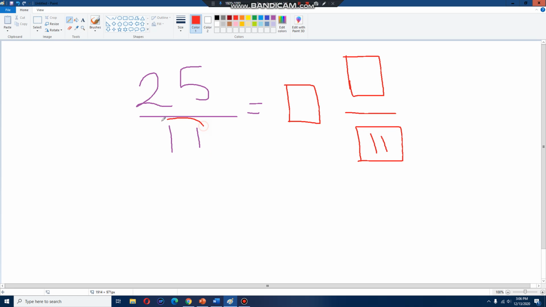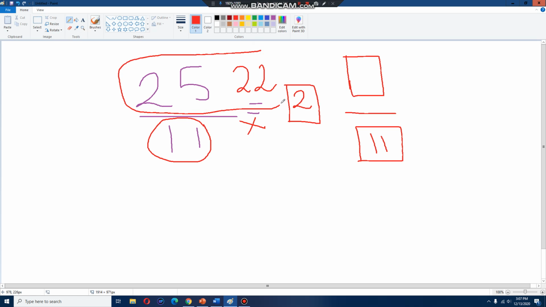Now I know that 11 multiplied by some number in this box is going to be very close to 25. And that is 11 times 2, because 11 times 2 equals 22. And now, with these numbers, all you've got to do is subtract them. 25 minus 22 is 3. And there we go. 25 over 11 is equal to 2 3/11.